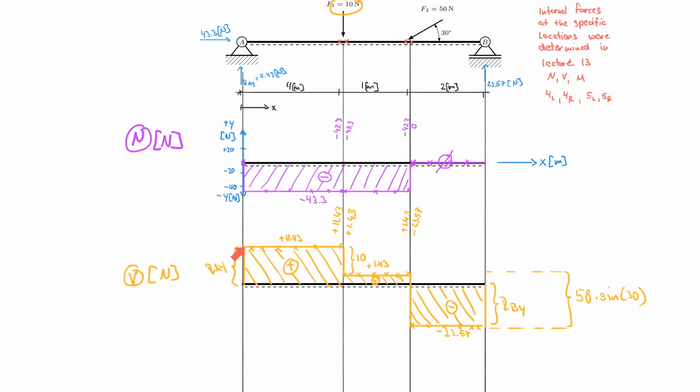So here's how I do this. Okay, jump 11.43. Nothing happens, nothing happens, nothing happens. Ooh, 10 happens. Okay, I jump down by 10. Nothing happens, nothing happens. Ooh, something happens. What is the jump here? The jump is 50 times sine 30. Nothing happens, nothing happens, nothing happens. And then I bring back to 0 with 23.57. And boom, I have my entire shear force diagram created.